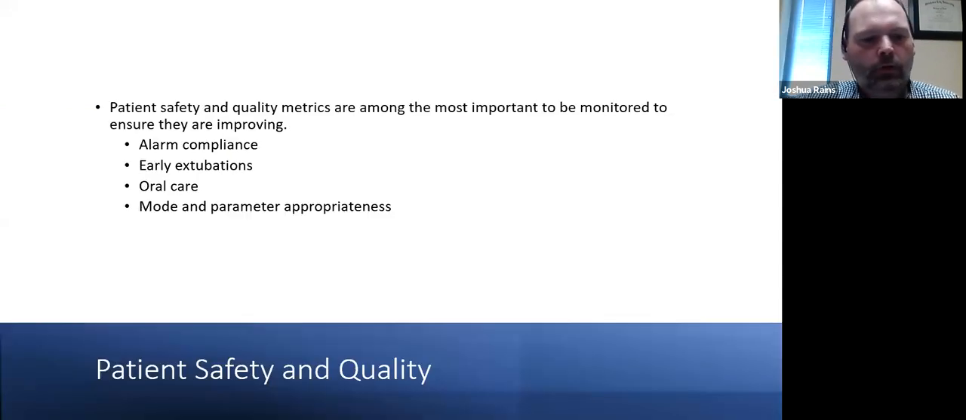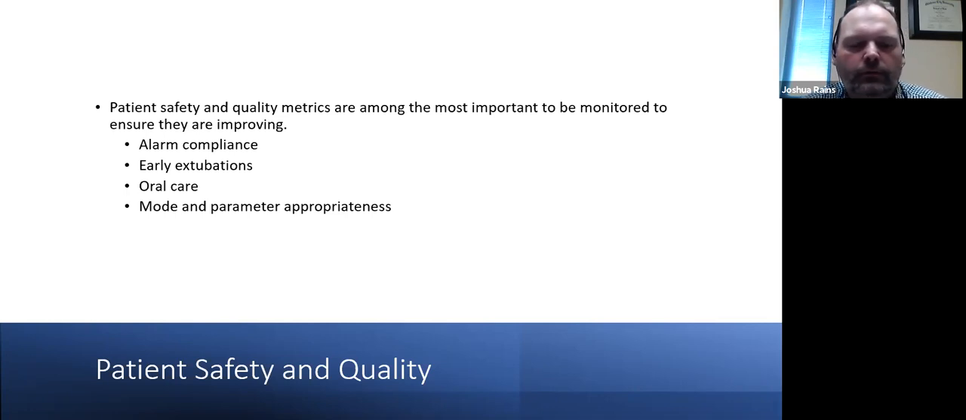Okay, let's talk about patient safety and quality. I really didn't know much about safety and quality before I got my current role, but safety and quality metrics are actually some of the most important things you can track in regards to healthcare. So what does that look like from a mechanical ventilator perspective? If anybody watching this today has ever been in RT leadership, you know these metrics. Those are things that we usually have to report out on.